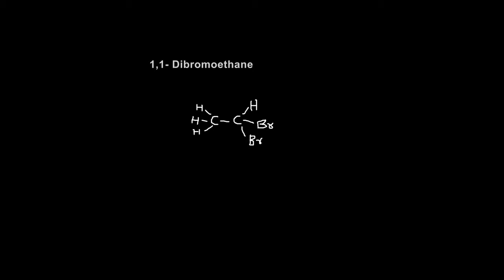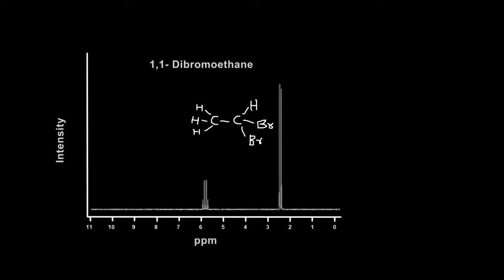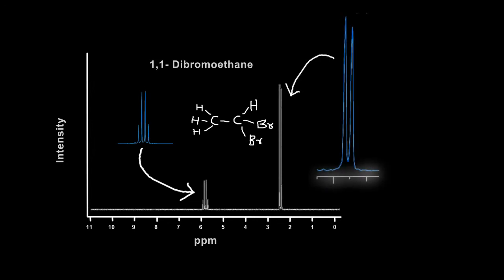For example, 1,1-dibromoethane gives 2 signals. One signal gives quartet peaks and the other signal gives doublet peaks. The distance between the peaks of a multiplet is called the coupling constant, which is indicated by J and measured as a frequency difference in Hertz. The relative area under the peaks can give the common splitting pattern.